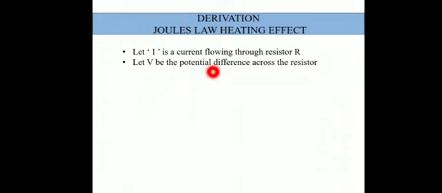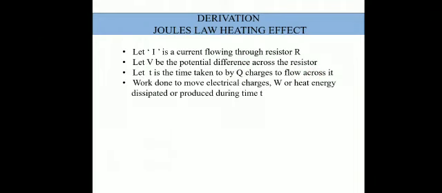So let I be the current which is flowing through the resistor. V is the potential difference which is produced across R, and let T be the time for which the electrons, equal to total charge Q, are flowing through it. Fine. Then what is the work done? Because we know that work done to move electrical charges is also known as heat energy. So work done to move electrons is equal to heat energy dissipated.